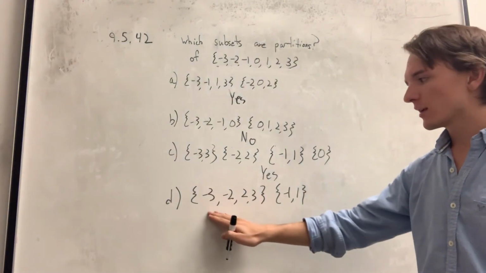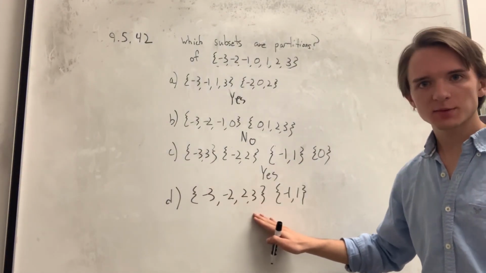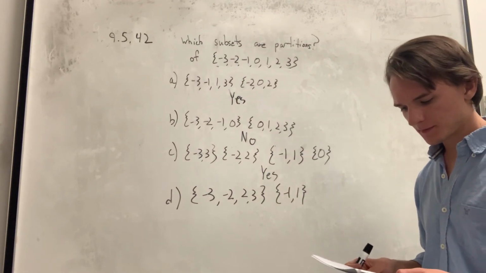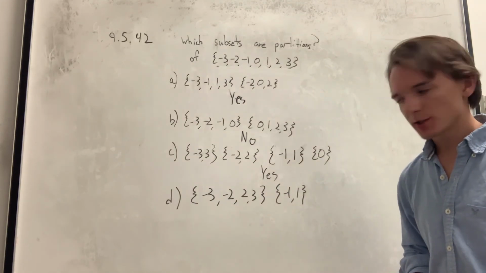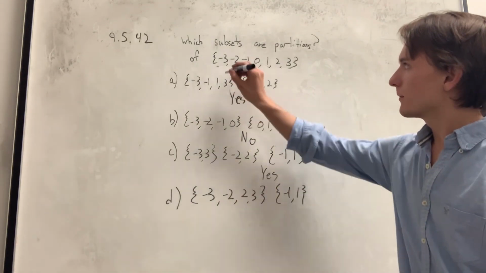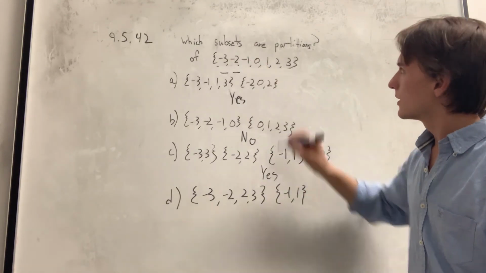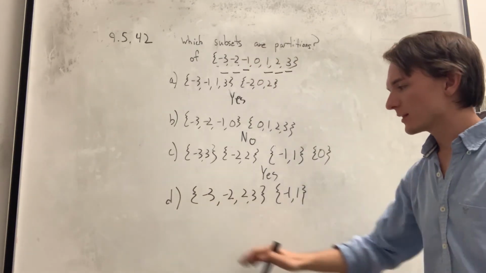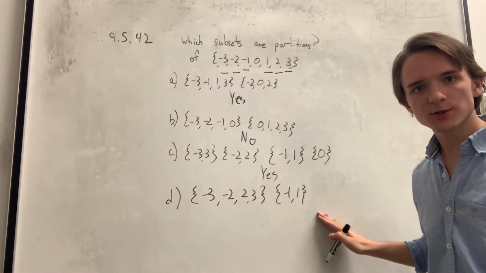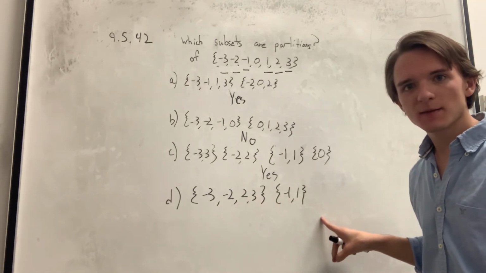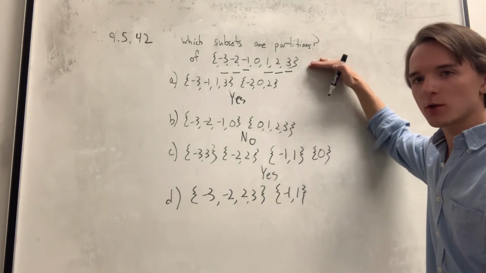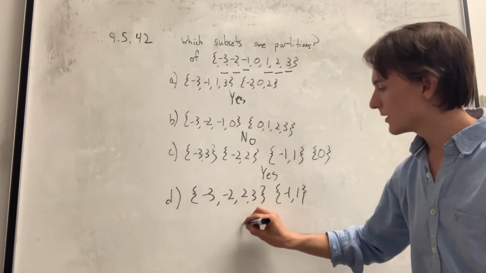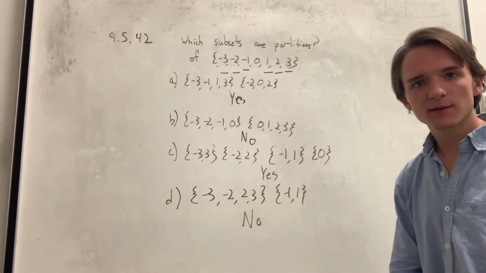Part D. We have -3, -2, 2, and 3 in our first subset, and we have -1 and 1 in our second subset. Okay, so would this be a partition? Well, we have -3, -2, 2, 3, -1, and 1. But we do not see 0 anywhere here. So the union of these subsets does not equal the original set because we're missing an element. We're missing the element 0. Therefore, no, D would not be a partition.